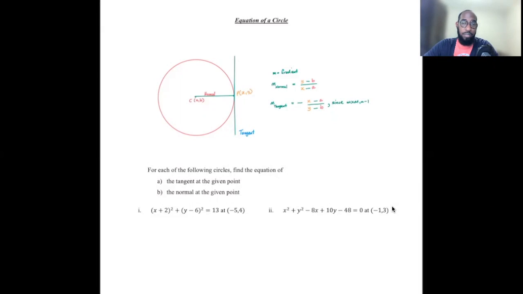We're going to find the equation of the tangent and then the equation of the normal of these two circles. I personally like to find the equation of the normal first, and once I know the gradient for the normal, I find the gradient for the tangent and then find the equation of the tangent. So let's jump right into it.